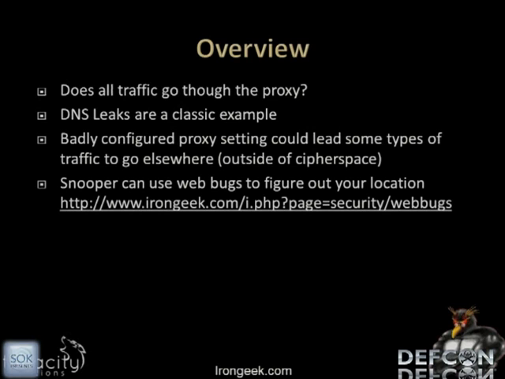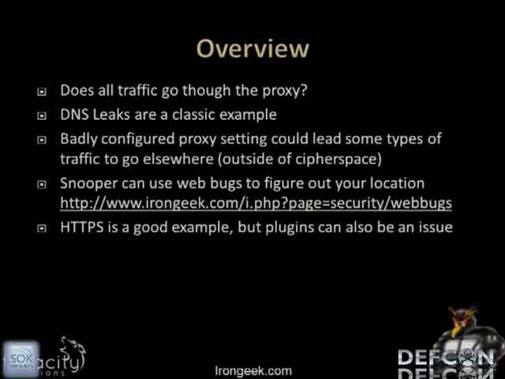A snooper can set up web bugs, and if the protocol that the web bug is accessed via isn't properly supported by the darknet, it's possible they can find the real IP address of someone visiting a site. HTTPS is a good example of this, but plugins can also be an issue. There are a lot of plugins out there that don't necessarily properly respect the proxy settings of the browser they're embedded in. Application level stuff is generally a problem.